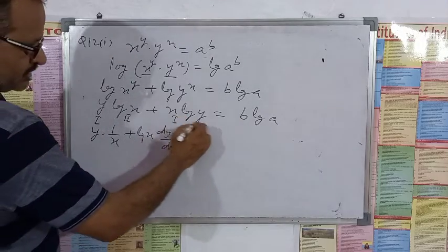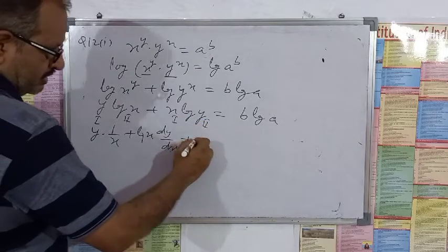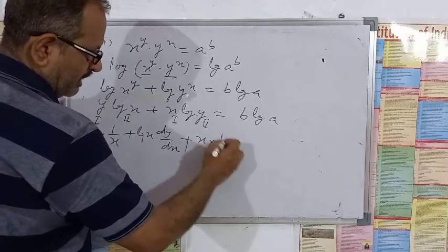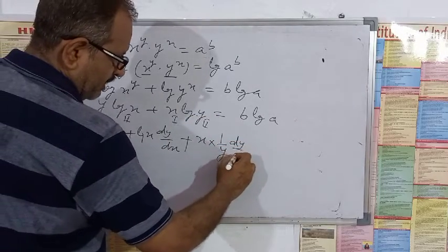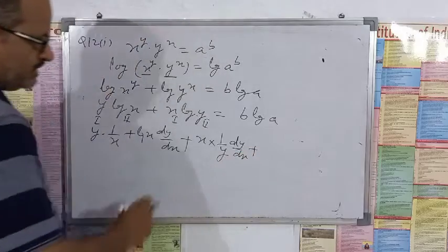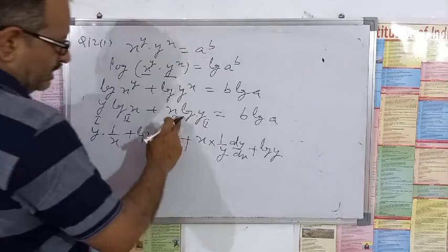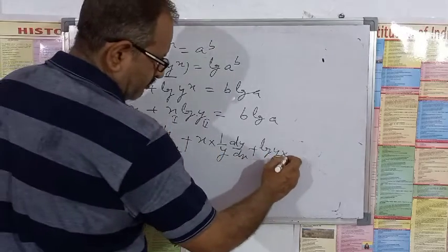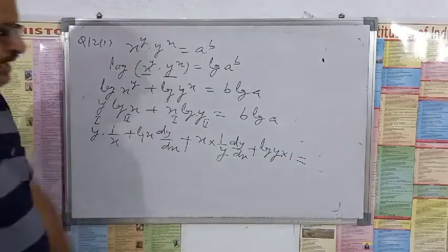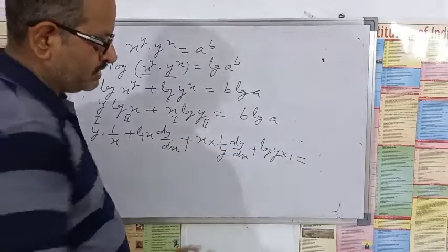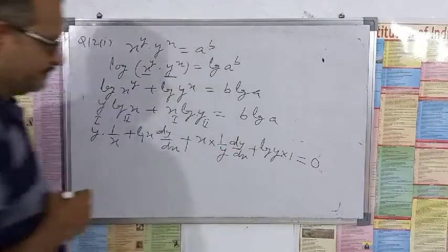Again suppose x is the first function, log y the second. So first function x, log y derivative 1 by y, and y derivative dy by dx, plus second function log y into derivative of first, 1. The right side is a constant, so its derivative is 0.